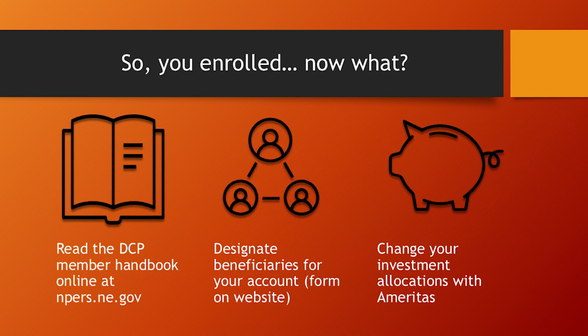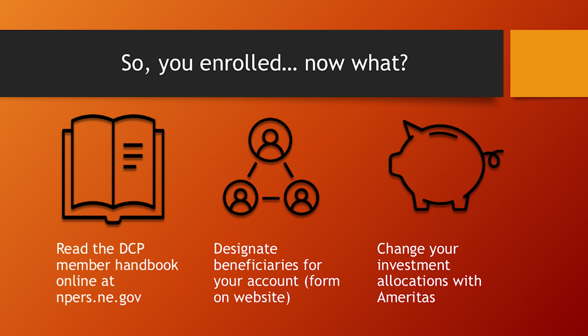But that's not all that you need to think about and do with the plan, as there are a few things we ask you to take care of. First, you should check out the DCP Member Handbook. This is located online at our website, which is npers.ne.gov. The Member Handbook details everything about the plan and provides great insights that you should be aware of, so we really recommend at least giving it one read through.